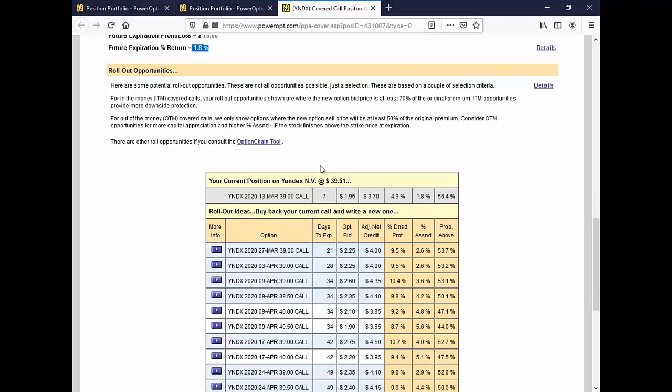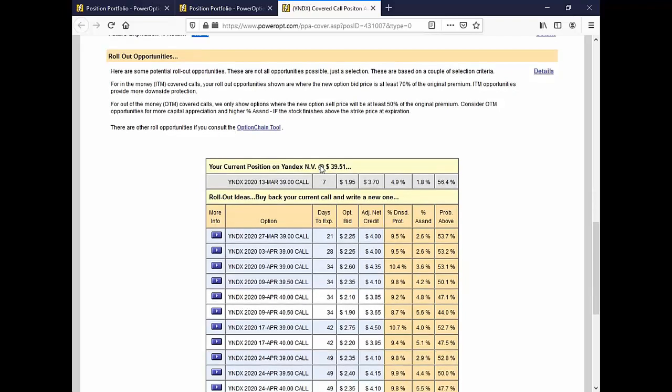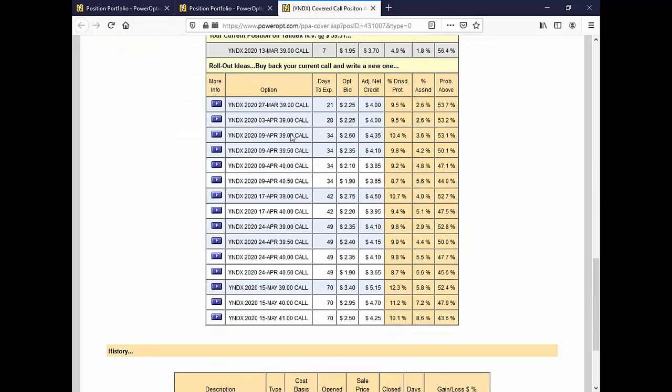Here's our rollout opportunities. And now what James' question is that you can see on mine it's very similar. I could roll out to the 27th of March and increase the potential return if assigned by 2.6%. Increase my adjusted net credit, which would also increase my downside protection. This is a good roll.